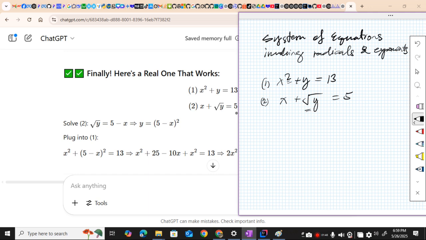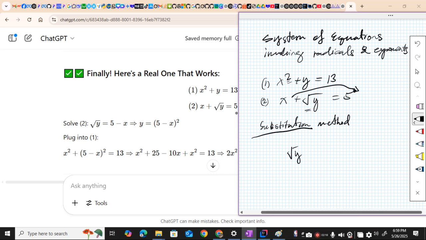Now the thing is, we can solve this with the ordinary substitution method. Just like as we solved a system of linear equations using the substitution method, we could also apply it here. Now let me try to show you. The first step is, let's try to transfer x to the other side. So we have the square root of y equals 5 minus x.